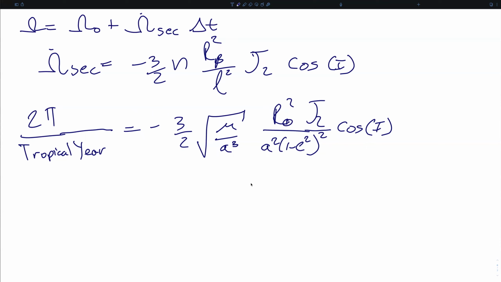However, there are other examples where you're trying to design an orbit whose characteristics are actually going to be destroyed by the J2 perturbation. And so you have to factor that into your orbital design.